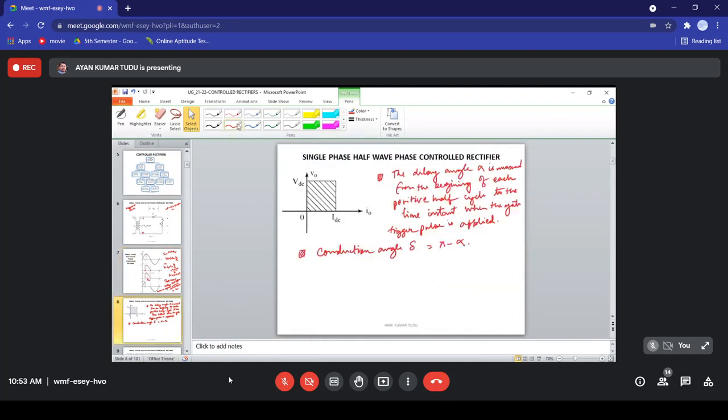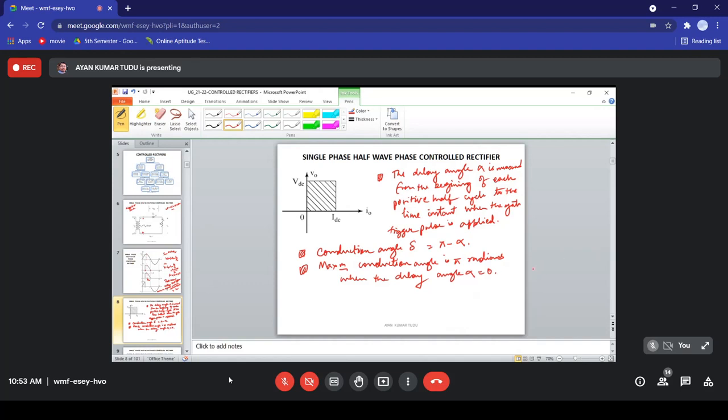One thing is clear, that the maximum conduction angle is pi radians when the delay angle alpha is equal to 0.